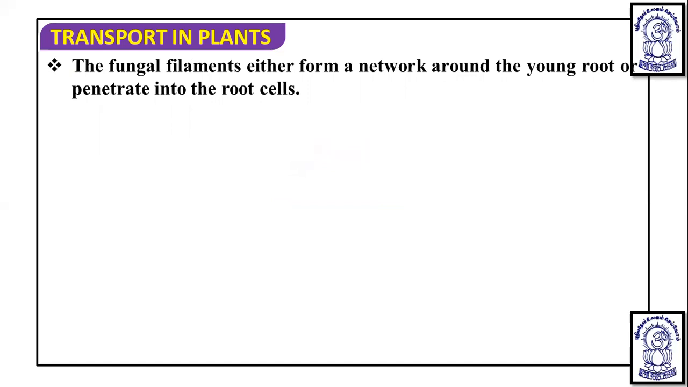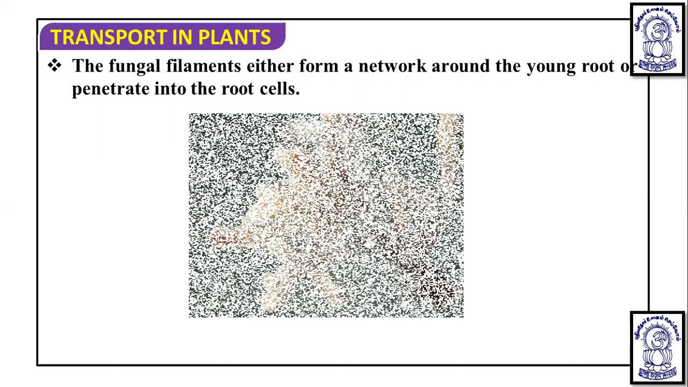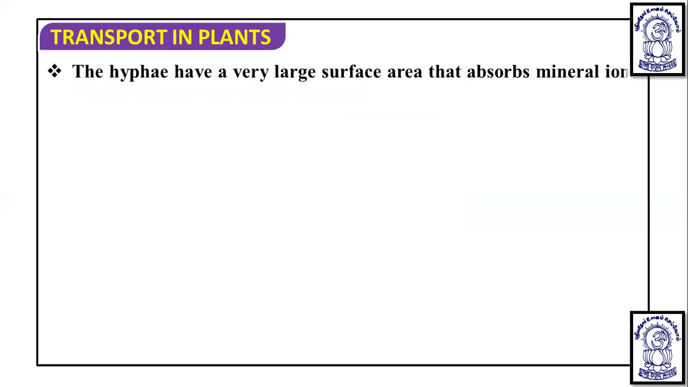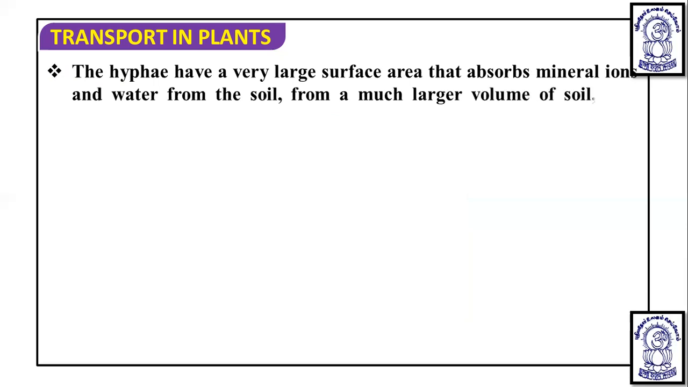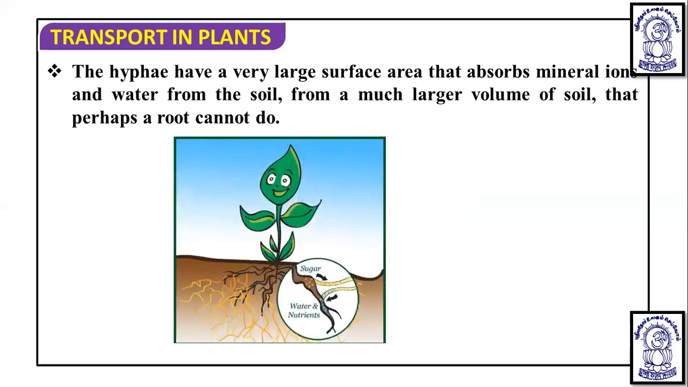So the fungal filament either forms a network around the young root or penetrates into the root cells. You can see, the hyphae have a very large surface area that absorbs mineral ions and water from the soil, and from a much larger volume of soil than a root perhaps can. So what the root cannot do, the hyphae can help in, the absorption of mineral ions and water from the soil. Okay, and it also helps in the absorption of some water and minerals which are not easily available.